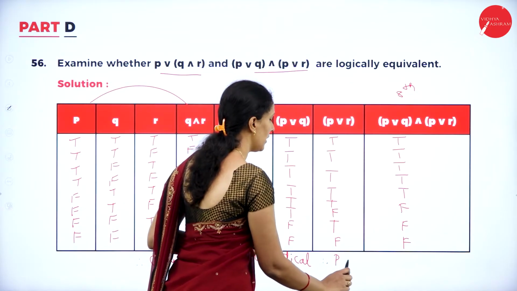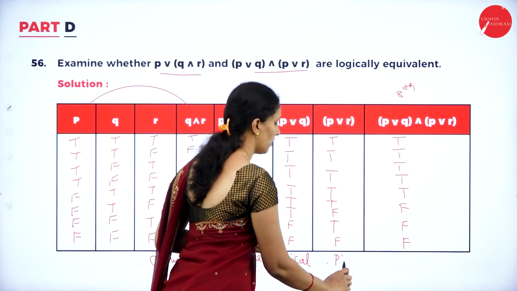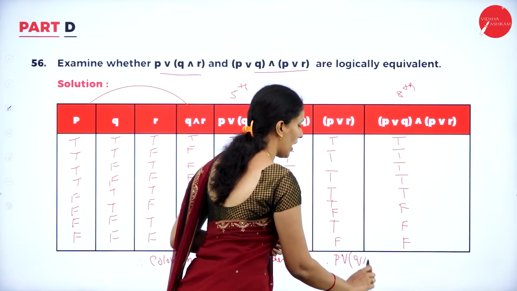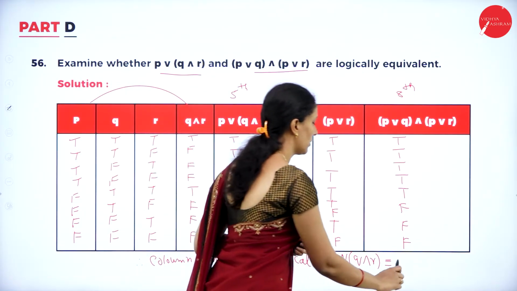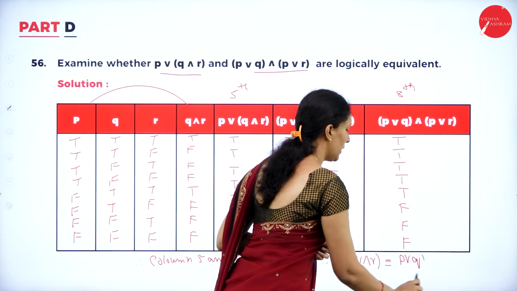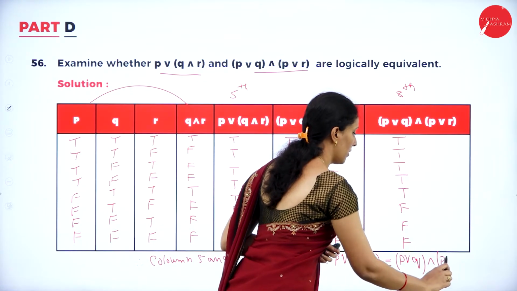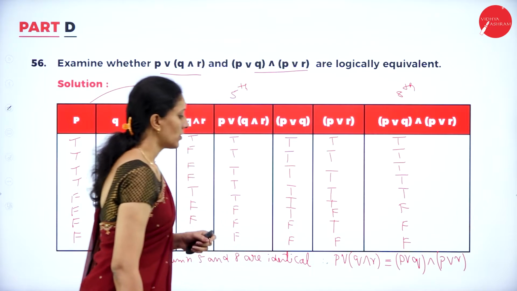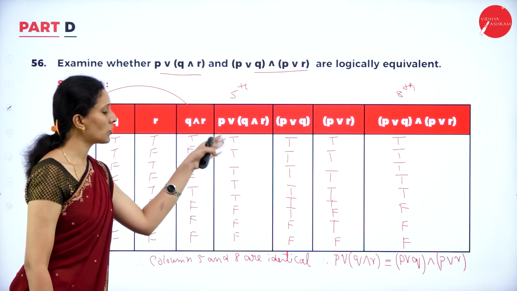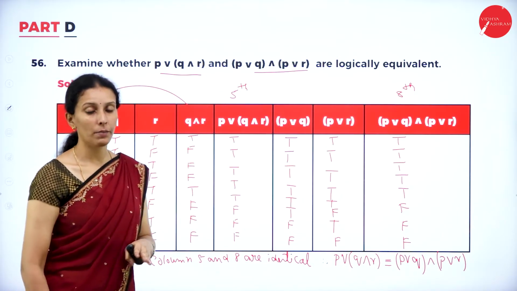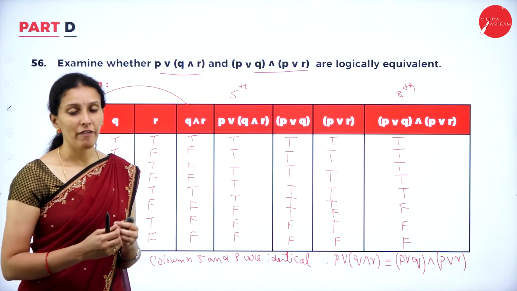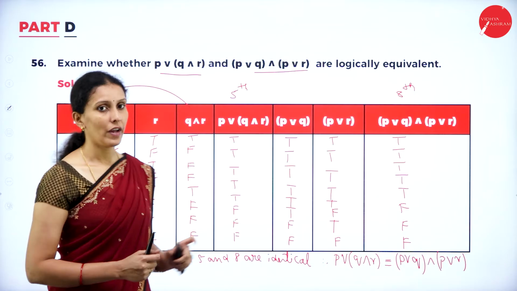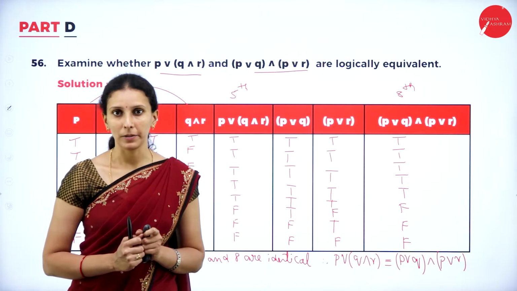Therefore, P, Q and R is logically equivalent to P or Q and P or R. Since the truth values of the 5th and 8th column are identical, we can conclude the statement. So this is how we can verify the logical equivalence with the help of a truth table.